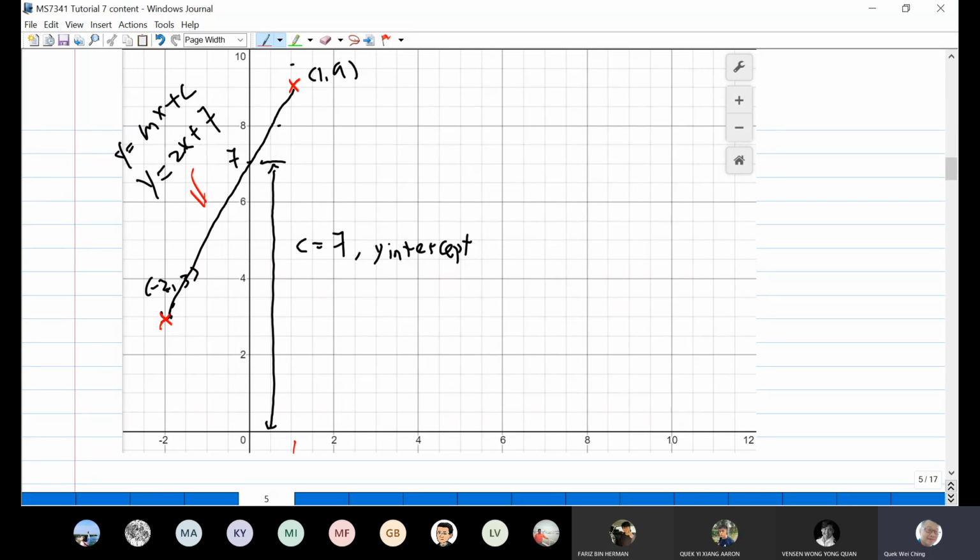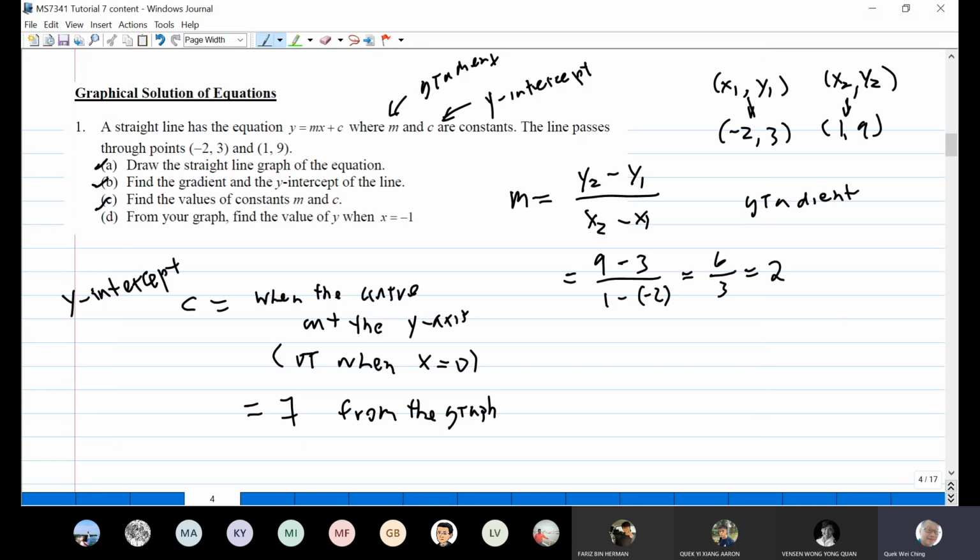Okay, so usually you want to extend the line also. Don't just stop here. So extend the line here. Okay, Y equal to 2X plus 7 is the equation of the line. So did we answer that already? Find the value of M and C.